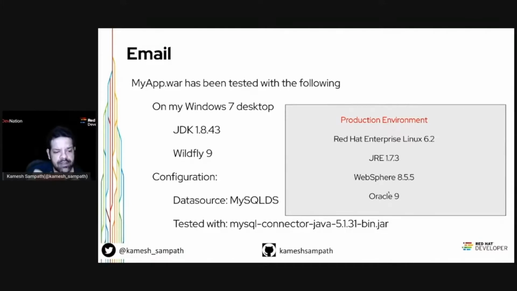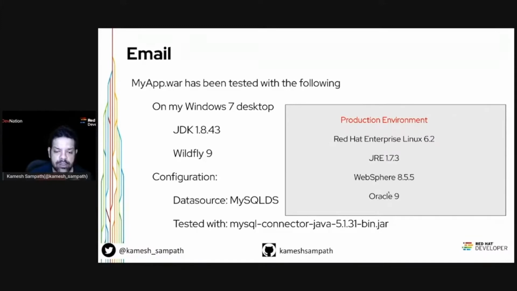So what we do here is develop this application. Consider my app is going to be developed on a Windows desktop. I'm going to use JDK 8 and run on WildFly. That's going to be my Java application server, using a MySQL database. I do all the tests. Everything works perfectly. My test cases pass.